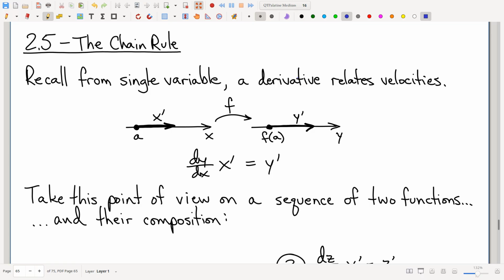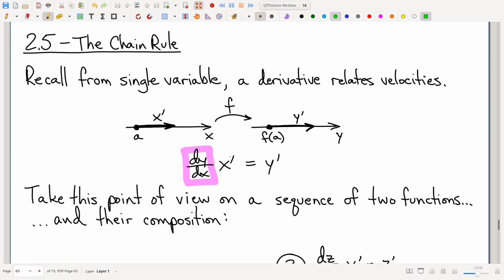So this is a segue. Think of this as a stepping stone. We're going to look at the single variable chain rule a certain way so that we can do the same for multivariable. All right, so that said, this may or may not be your favorite way to think about derivatives. Doesn't matter. This is what we need for this purpose.